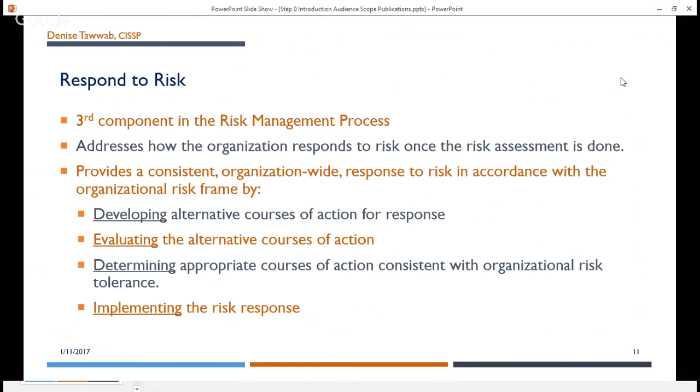Our risk response provides a consistent organization-wide response to risk in accordance with the organizational risk frame by developing alternative courses of action for response, then evaluating those alternative courses of action and determining the most appropriate course of action that's consistent with the organization's risk tolerance and their resources, and then finally implementing the risk response, deciding which controls we are going to use, and then implementing those controls.